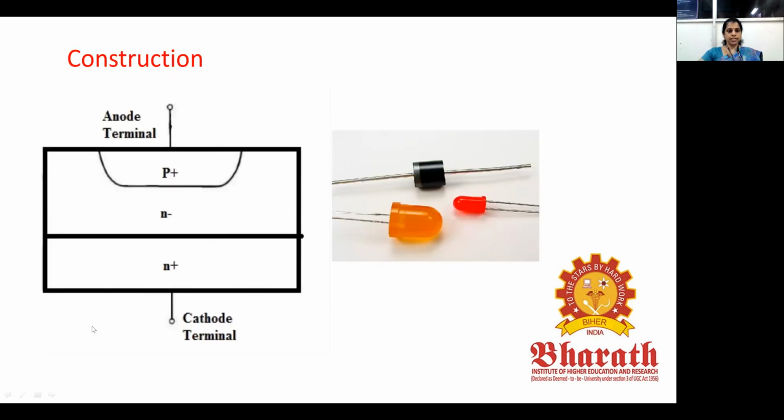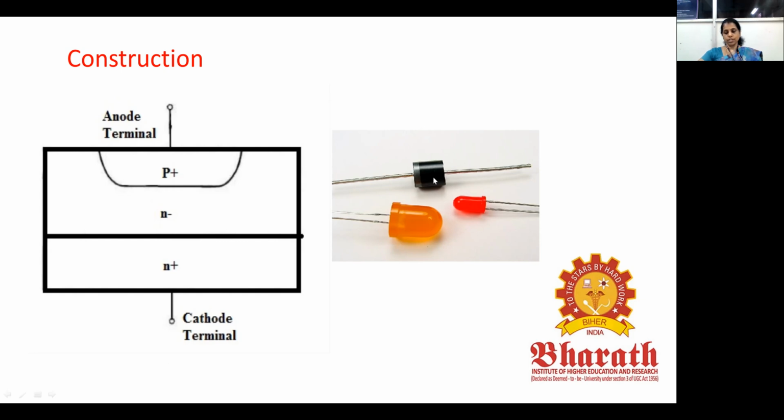So we can see the construction of a diode. We have only two layers, the P layer and the N layer, and the N layer is again divided into two segments, the N plus layer and the N minus layer. The P plus layer is called the anode and the N layer is the cathode. It is conducting only in forward biased condition. The diode will be in off condition when it is reverse biased. That is, when a negative supply is given to the anode, the diode will behave like an open switch.